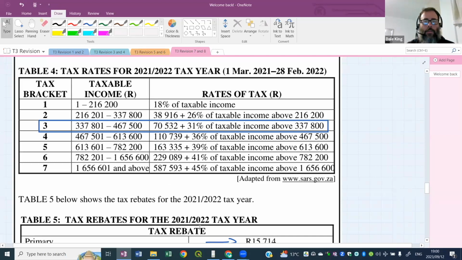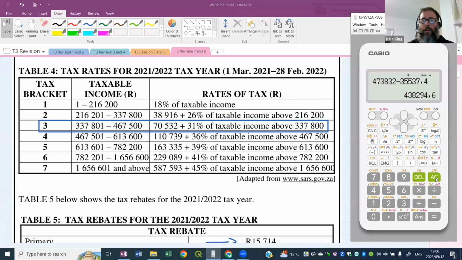70,532. I'm just going to do this on the calculator because you're running out of time now. So I'm going to say 70,532 plus bracket 31%. Let's do it all in the calculator like this. So 31 over 100 times another bracket. The amount above. So I'm going to put a minus in there for now. I need to be the amount above 337,800.